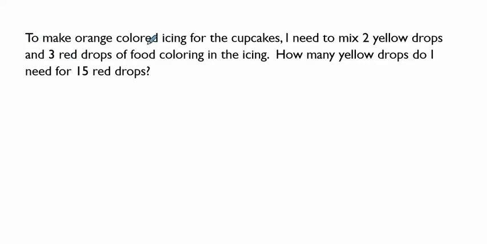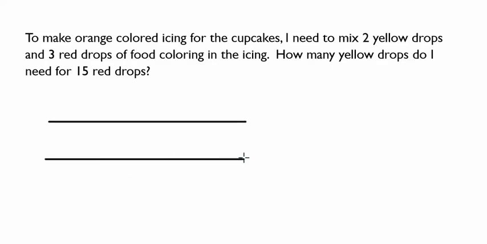To make orange colored icing for cupcakes, I'm going to need to mix 2 yellow drops and 3 red drops of food coloring to make the icing. So my question is, how many yellow drops do I need with the 15 red drops? So the first thing I'm going to do is I'm just going to draw my lines. Remember, they need to be parallel lines as best you can.